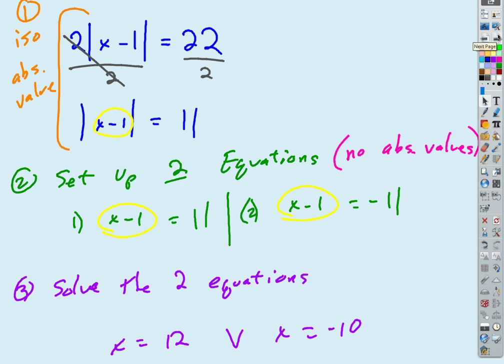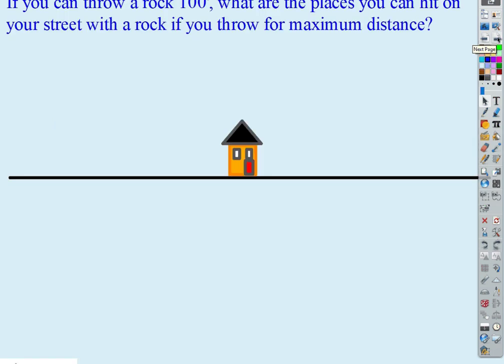Here's a good example. It might help. So let's take this situation. If you can throw a rock 100 feet, what are the places you can hit on your street if you wing that rock either up the street or down the street? So if I step out my front door and I throw a rock up the street, I can throw 100 feet. It's just going to land 100 feet up the street, right? If I throw it that way, it's going to land 100 feet down the street. So if I'm limiting myself to only throwing onto the street, it would just look like this, wouldn't it?